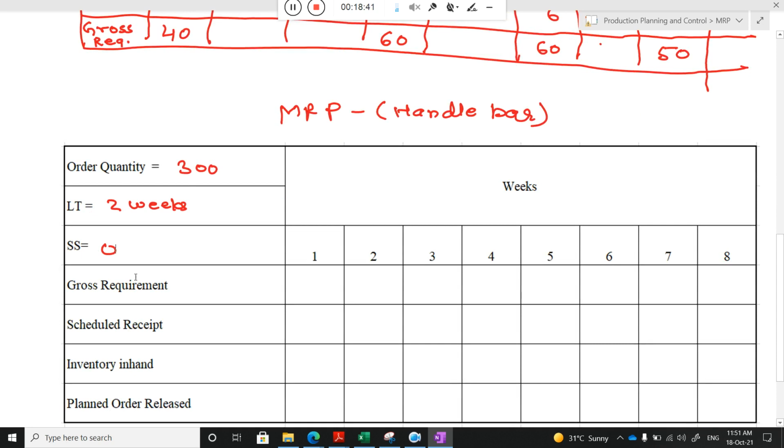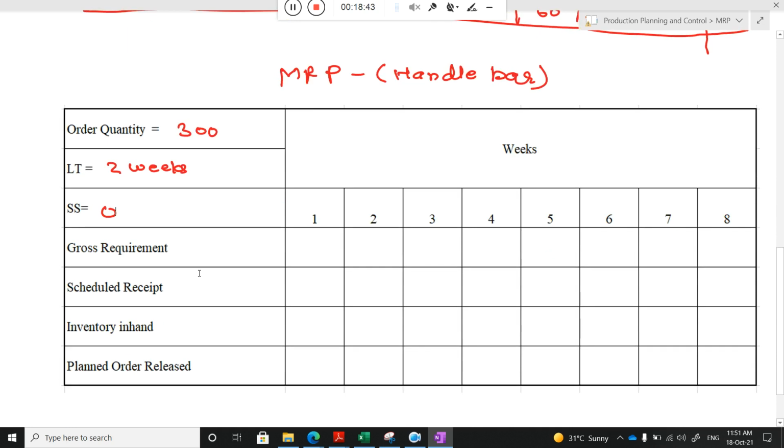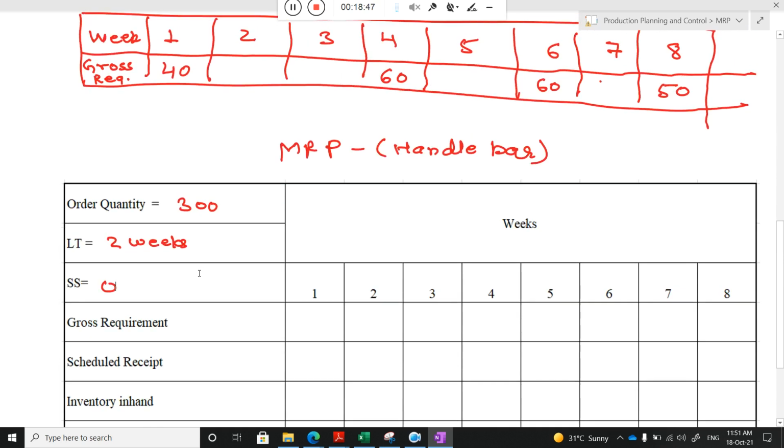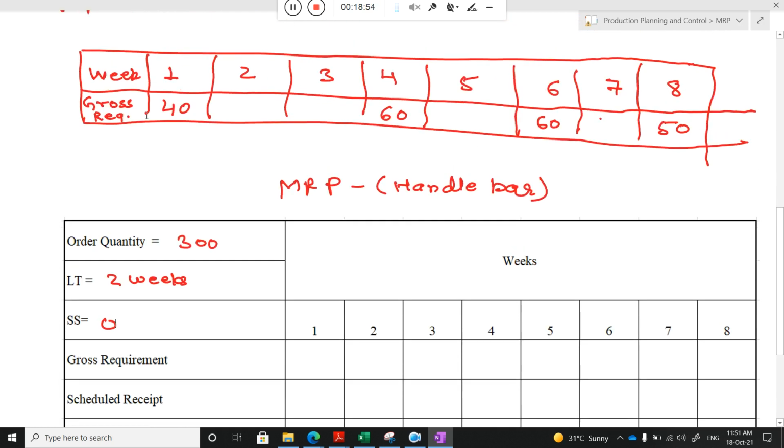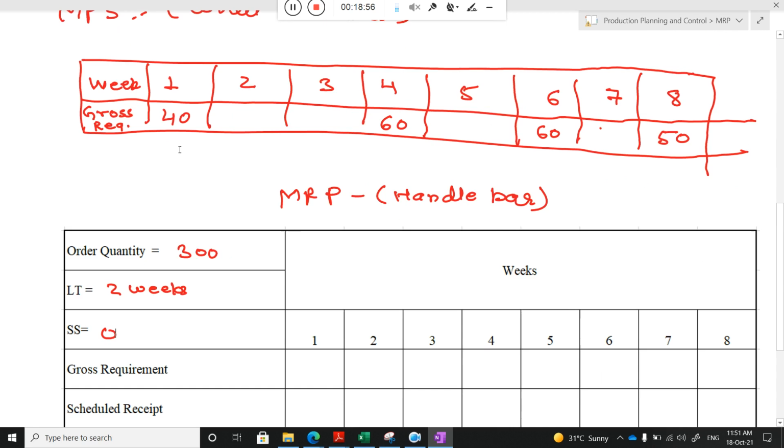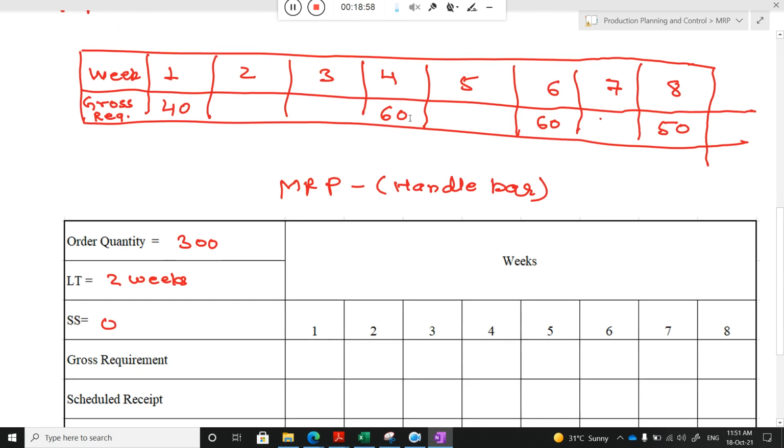Now we know that the gross requirement for handlebar you can easily identify by using the master production schedule. What is the requirement in the master production schedule? That is week 1 40, week 4 60, week 6 60, and week 8 80, right? Now when I talk about the handlebar, can you tell me what is the gross requirement of handlebar in week 1, class? 40? No.